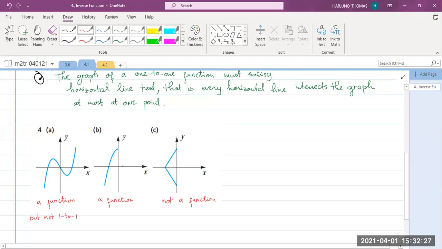Now part B, when you draw a horizontal line, sometimes it doesn't touch the graph at all. Sometimes it touches it, but even if it crosses the graph, it will touch it at most at one point. So this function is one-to-one. Now part C is not even a function, so it won't be a one-to-one function.